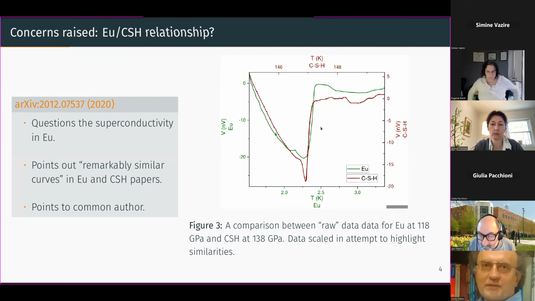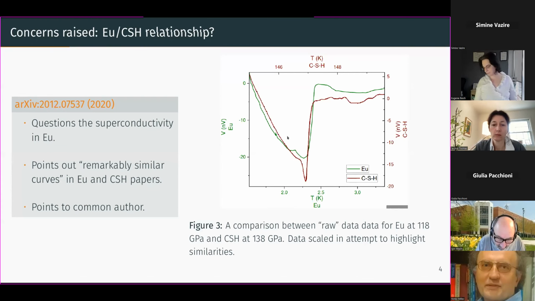And I did not find this very convincing that this was the same data. Of course, there was some question about the upturn here. In europium, you might expect that from paramagnetic susceptibility tail at the low temperatures, but in CSH at much higher temperatures, you wouldn't expect that. But I didn't find this particularly compelling. Nonetheless, in this article, he pointed out a possible reason for this similarity being a common author. And I thought this was premature to highlight that, but nonetheless, it turned out that he was right.